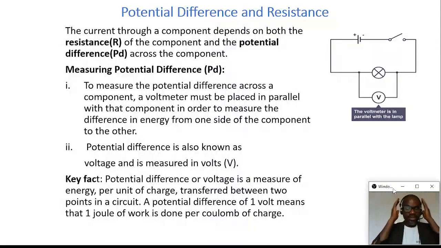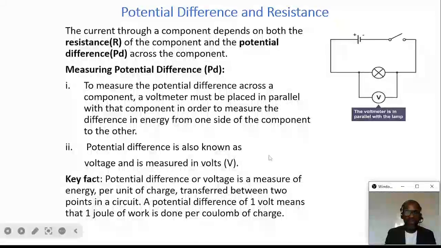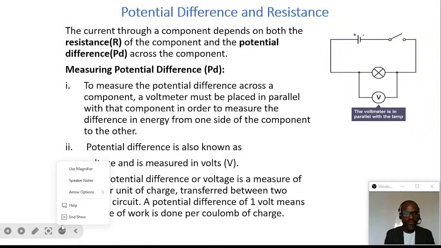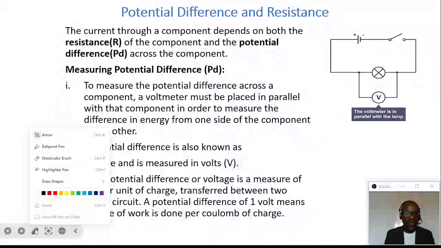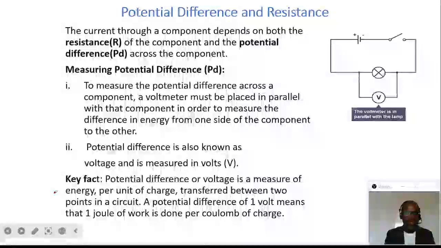A quick look at the potential difference and resistance. This is part of the topic we treated last time, that the current through a component depends on both the resistance R of the component and the potential difference across the component. So for us to be able to measure the potential difference across components, we must first of all understand how to connect that in this arrangement.